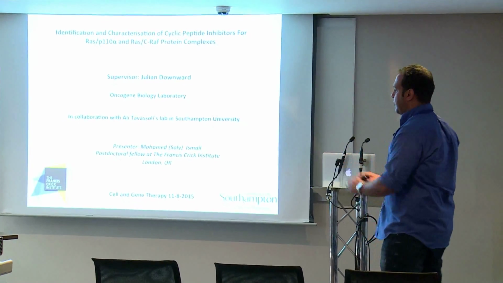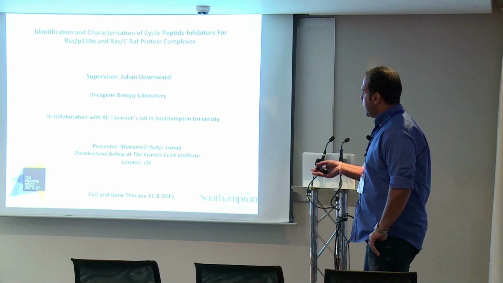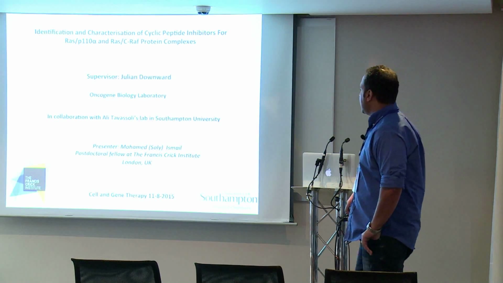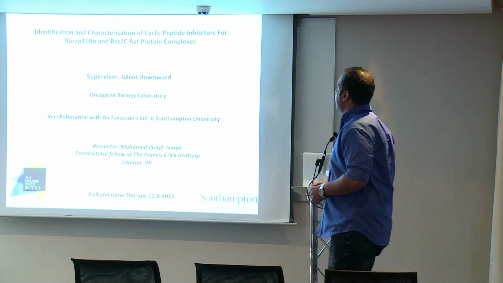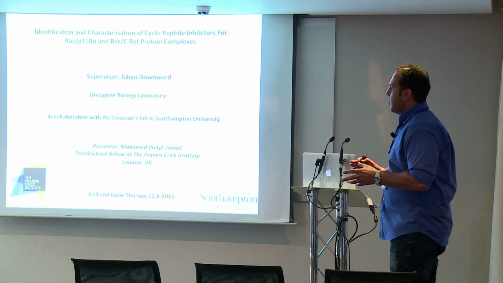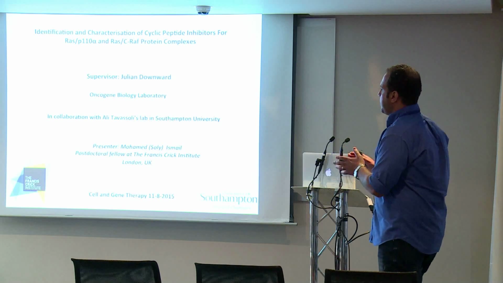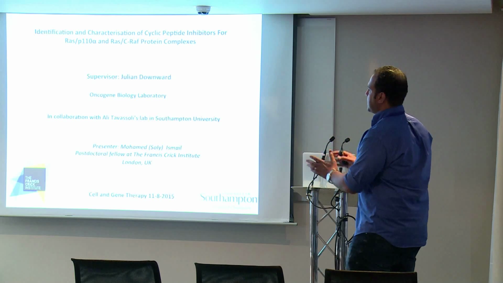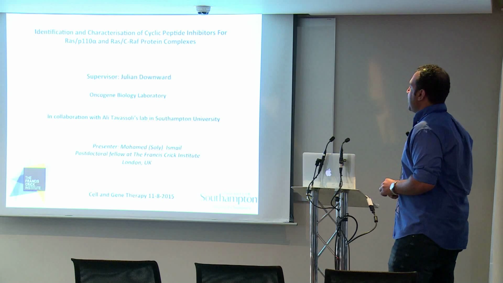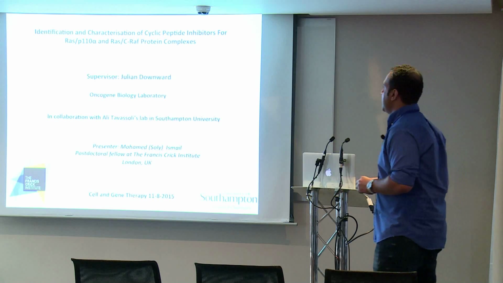I'm a postdoc in Julian Downward's lab at Cancer Research UK, which just became part of the Francis Crick Institute. We are having this project as a collaboration with Dr. Ali Tafazoli's lab at Southampton University, and we are interested in disrupting the interaction of two protein complexes. I will focus on these three proteins: RAS, PI3K p110 alpha, and RAS and CRAF proteins. We're going to use cyclic peptides as a method to identify this inhibitor.